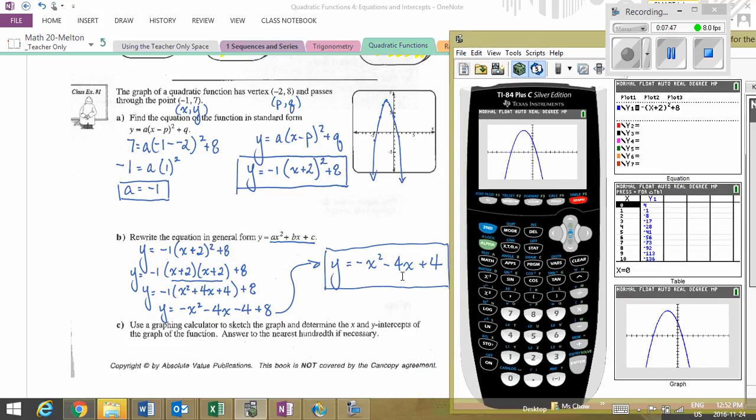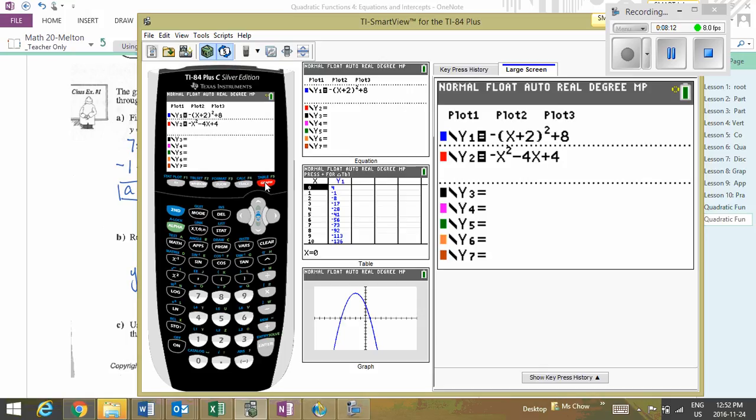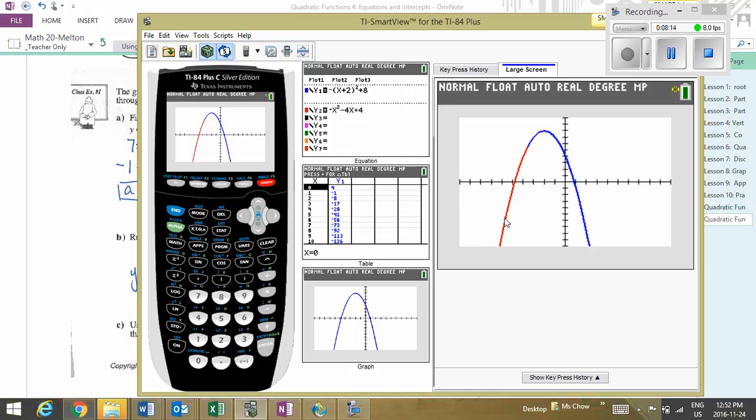If we enter in the second one in y2, let's take a look at what happens there. So if we go to y equals and the second one, so that will be then -x squared minus 4x plus 4. And let's bring that over here and graph. And we should see, yep, it comes exactly right over top of my original, which is a good confirmation that I've done a good job expanding that and simplifying that then.